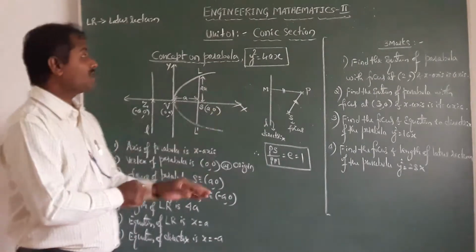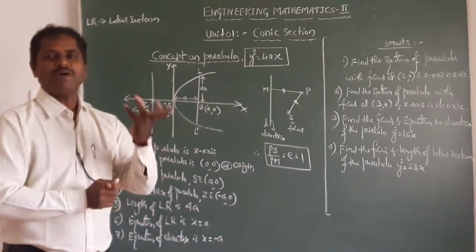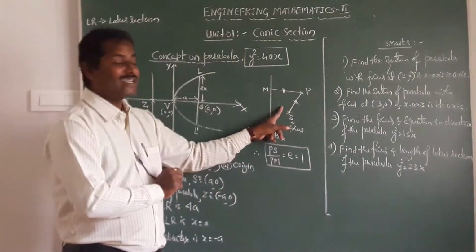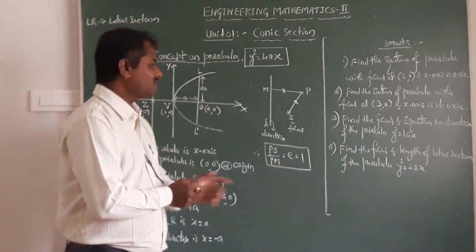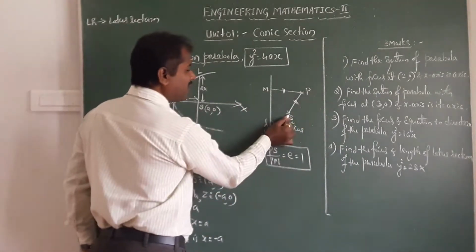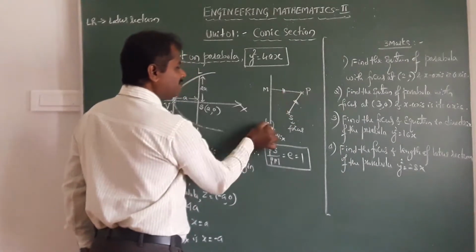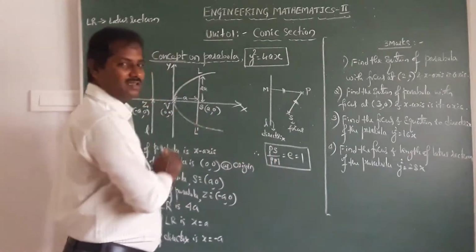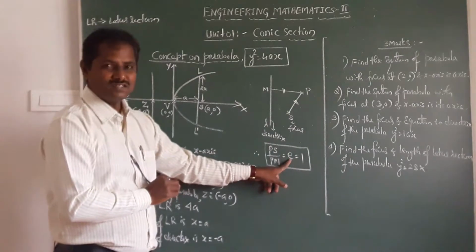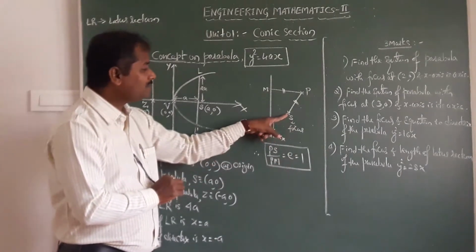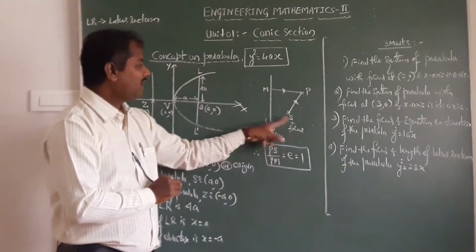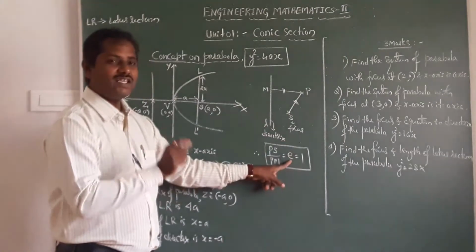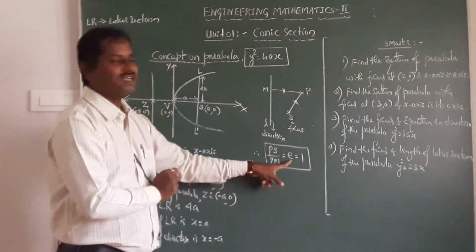Now let us discuss the concept of parabola. So what is parabola? Parabola is a set of all points in a plane which moves such that its distance from a fixed point to its distance from a fixed line is always constant, and that constant is denoted by the letter E, and that E is called eccentricity. Here the fixed point S is called the focus, and the fixed line is called the directrix, and the constant E is called the eccentricity of the conic section.